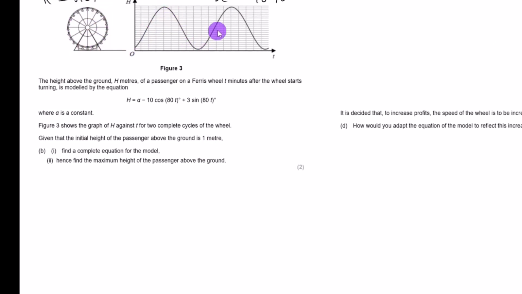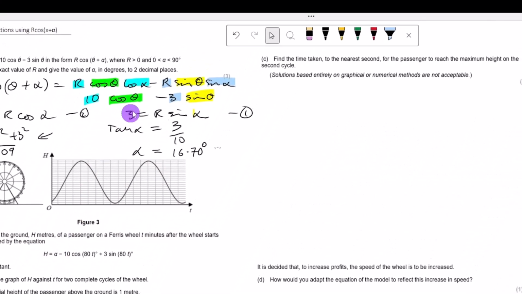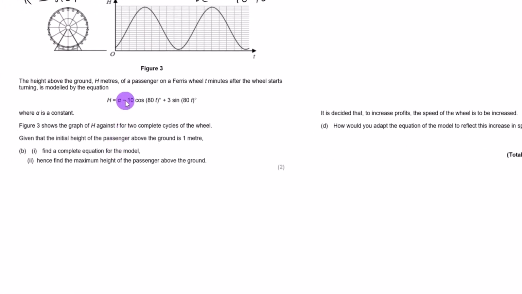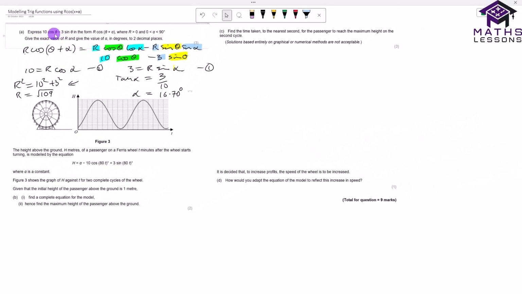Now moving on, we're going to apply this to this Ferris wheel problem where it starts here, goes up, goes down, goes up. The height above ground, h meters, as it starts turning is modelled by this equation, h equals, now this is a different alpha, not to be confused with that alpha, which a lot of my students did do, alpha minus 10 cos 80t plus 3 sin 80t. So it's going to be taking this away from the alpha.